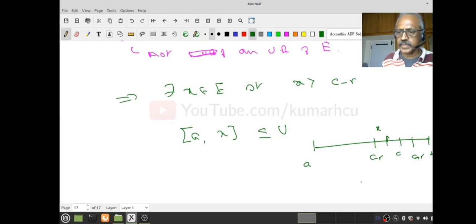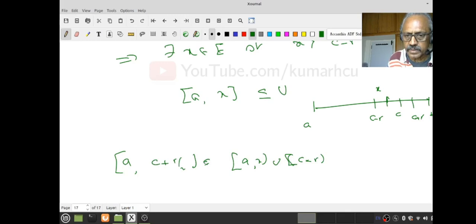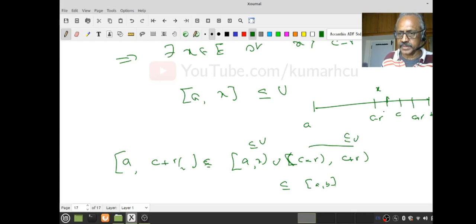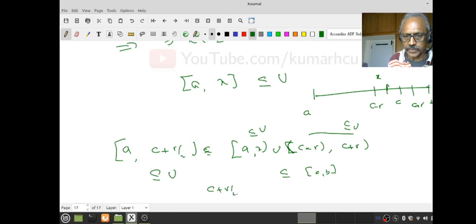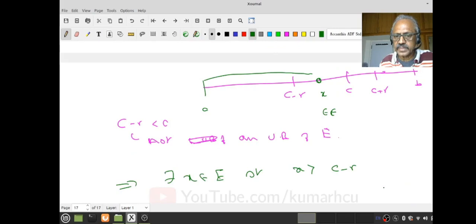Now let's look at the set A to X union C to C plus R by 2. That is contained in C minus R to C plus R, but this is contained in A to B. Now A to X is contained in U, and this is also contained in U by our assumption. Therefore, the union is contained in U. That means C plus R by 2 belongs to E. That's a contradiction. Why? Because C plus R by 2 is strictly greater than C, but C is the LUB of E. So this contradiction shows C less than B is not allowed. It cannot happen.